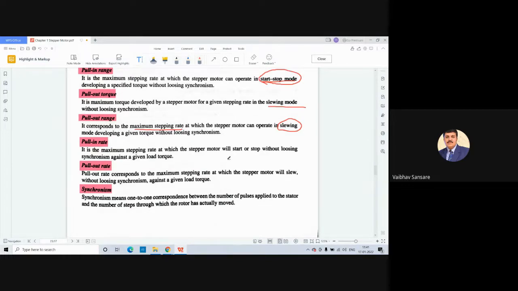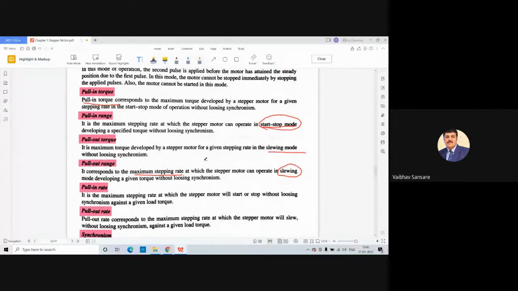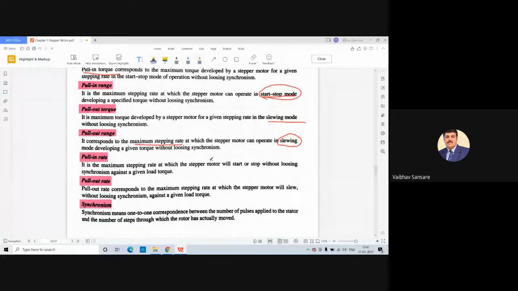So these are the pull-in range and pull-out range. Now next, pull-in rate and pull-out rate. What is the meaning of pull-in rate? Pull-in rate is the maximum stepping rate at which the stepper motor will start or stop without losing synchronism against the given load torque. That is for start-stop mode. So for start-stop mode, there are three different terminologies: one is the pull-in torque, second is the pull-in range, and third is the pull-in rate.